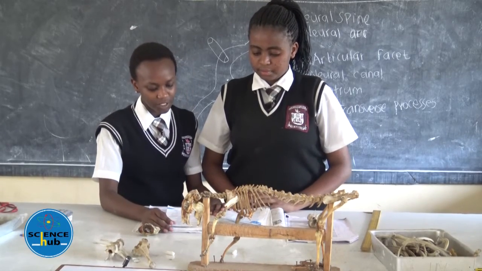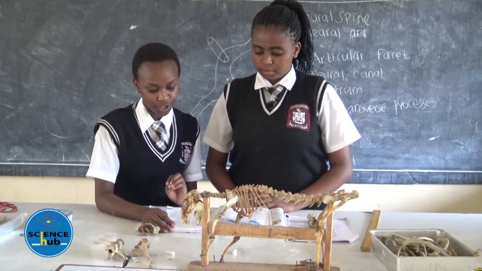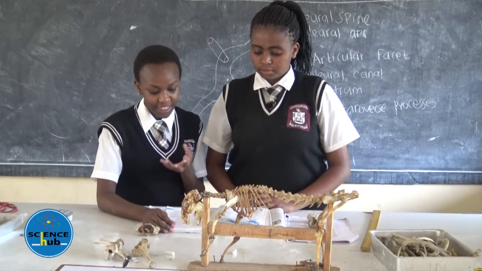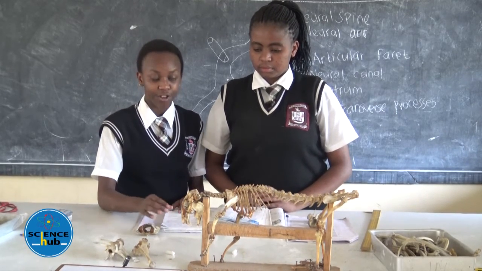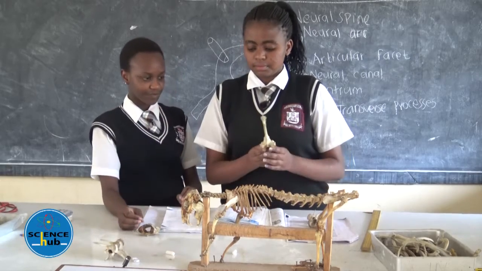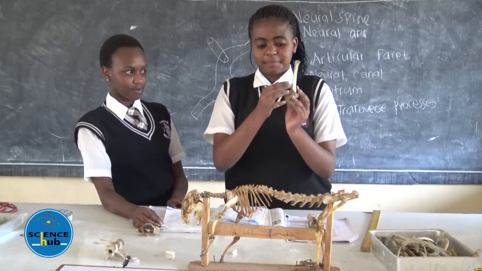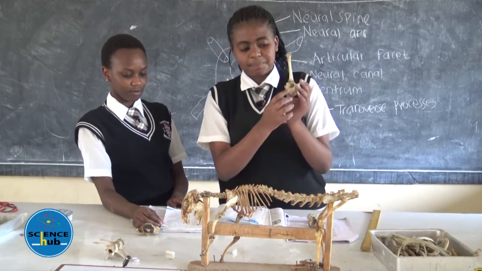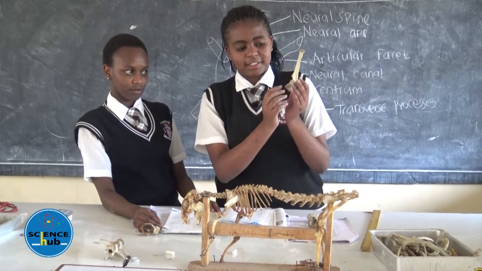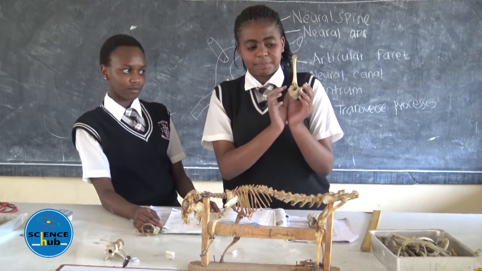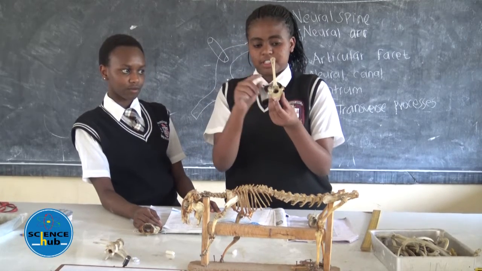We move on to the thoracic vertebrae. Now these are found in the thorax region, articulating with the ribs. They provide the site for muscles in the thorax to attach. An example. This is the neural spine, the centrum, the neural canal, the facets, and the transverse processes.